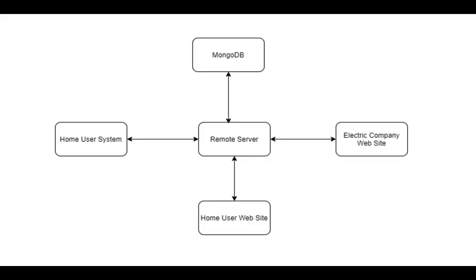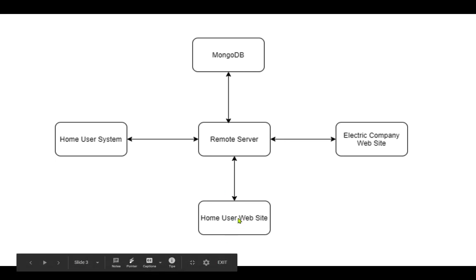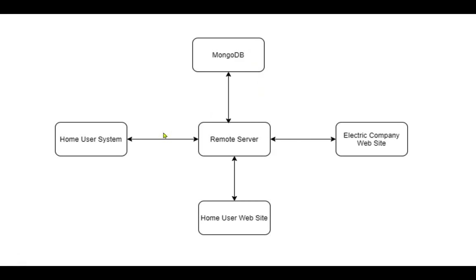The home user system consists of all of the devices on the home network. There's a home user website, an electric company website, a remote server which runs in Google Cloud, and MongoDB. I'm going to talk about the home user system, and then Yiju will talk about the home user website, and Gemma will talk about the electric company website.